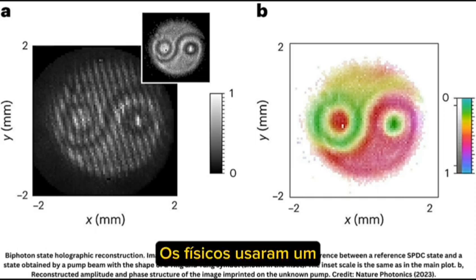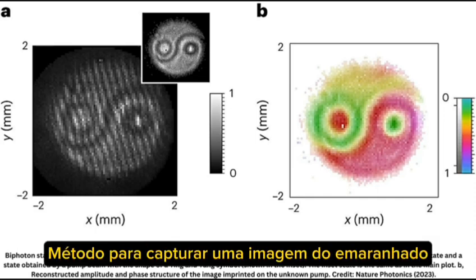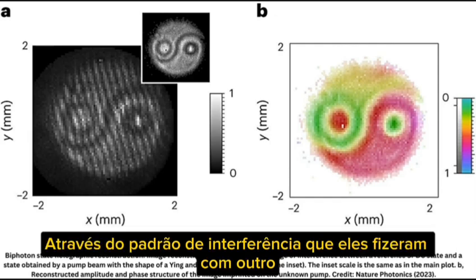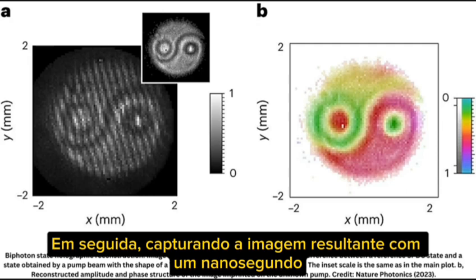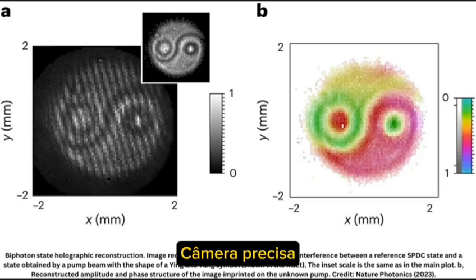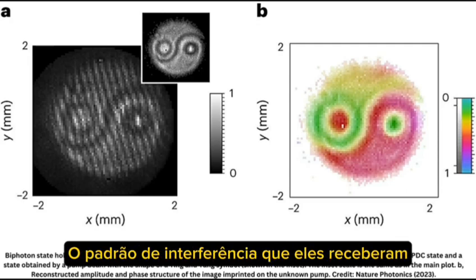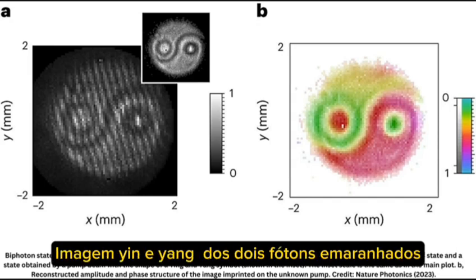The physicists used a similar method to capture an image of the entangled photon state through the interference pattern they made with another known state. Then, by capturing the resulting image with a nanosecond precise camera, the researchers teased apart the interference pattern they received, revealing a stunning yin-yang image of the two entangled photons.